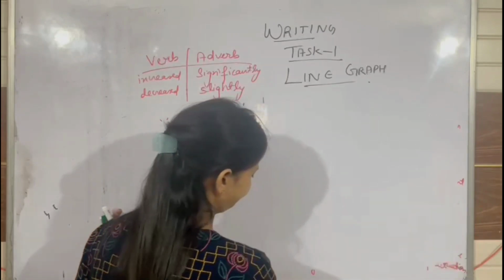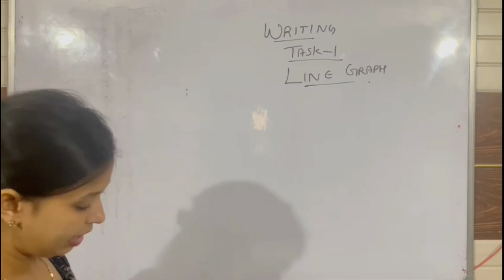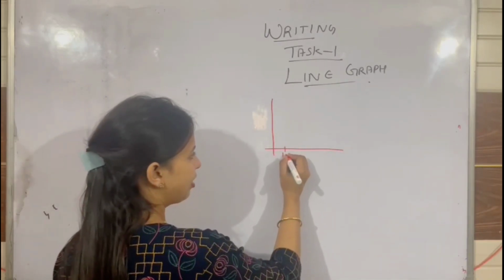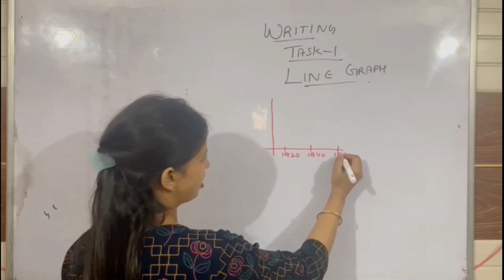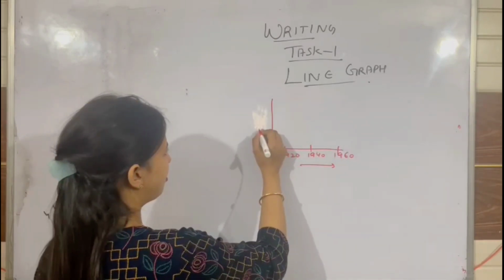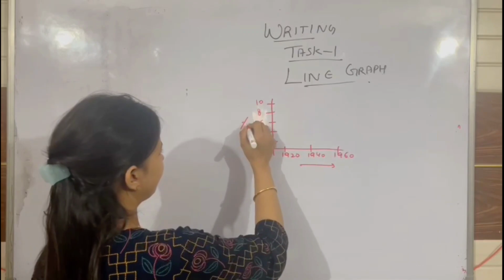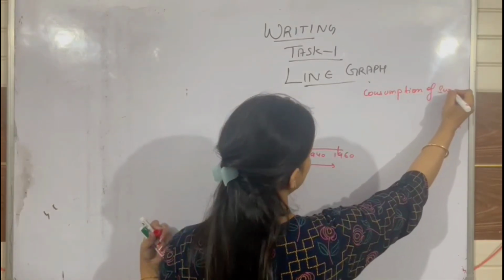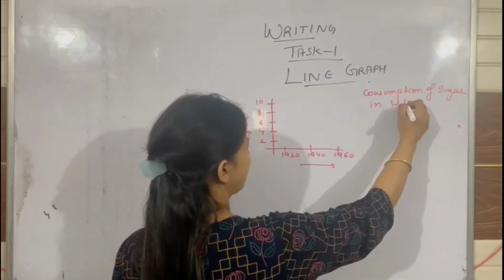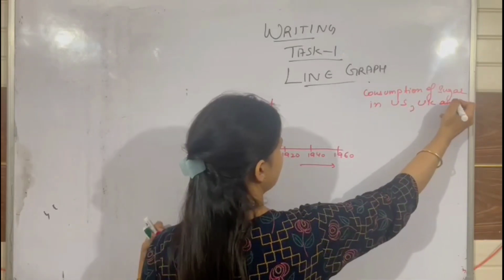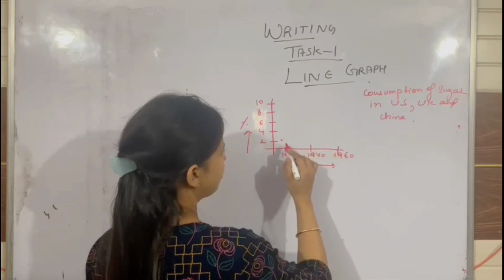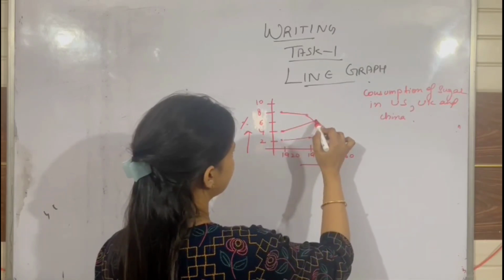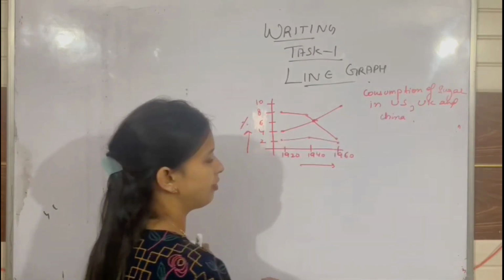Now, if I have to make a sentence for a line graph, for example, here we are being given the years 1920, 1940, and 1960. Here, percentage is mentioned on the y-axis, and this is the consumption of sugar in the US, UK, and China. You could say this figure is this, this figure is this, and here it is this.